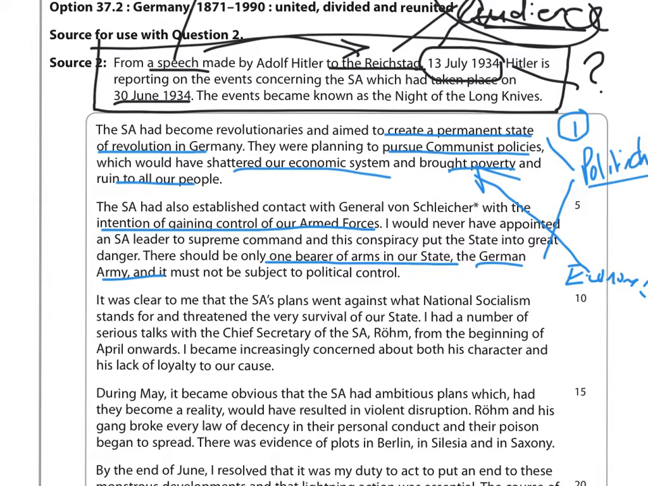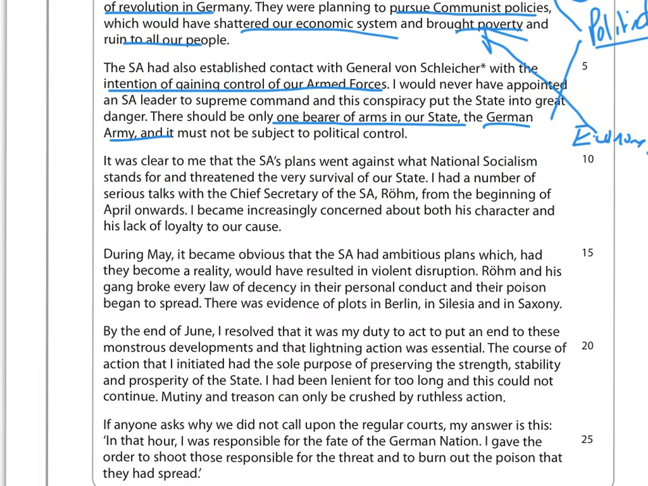Remember, the line of inquiry is why were the SA a threat? You then read on, and I would probably pick up a different one here. It says, during May it became obvious that the SA had ambitious plans, which, had they become a reality, would have resulted in violent disruption. And then it talks about breaking every law of decency in their personal conduct.